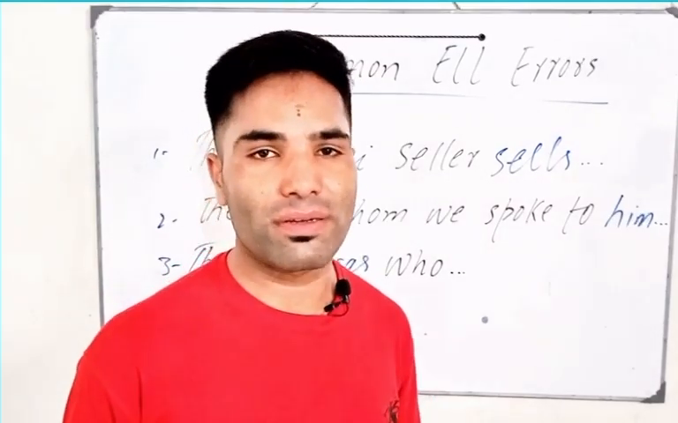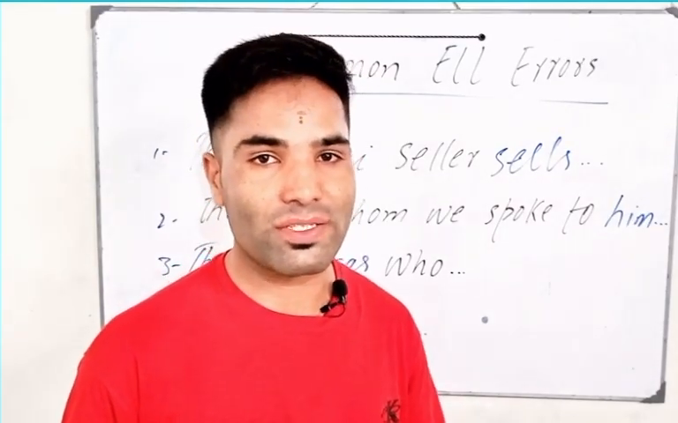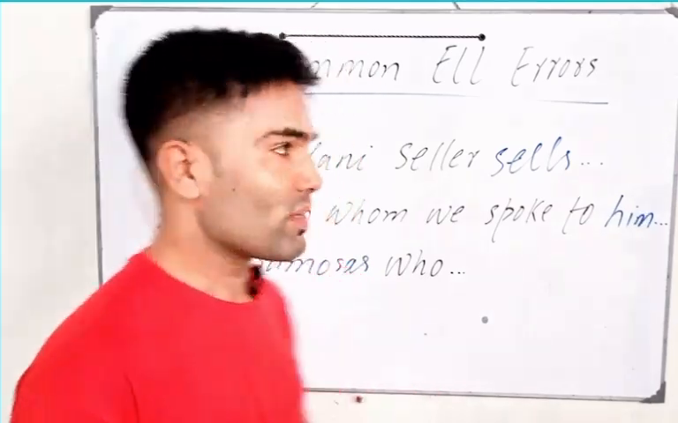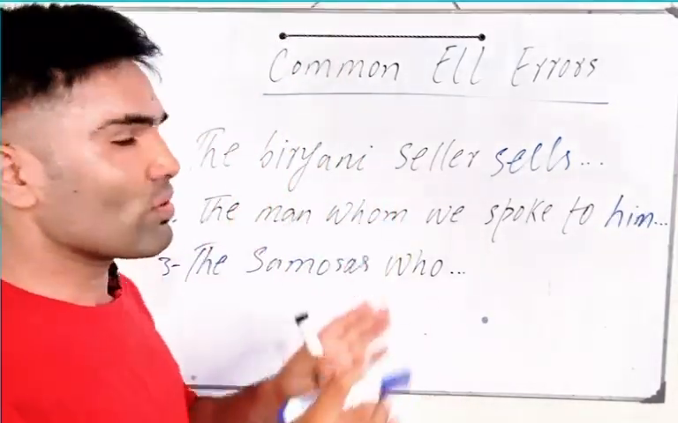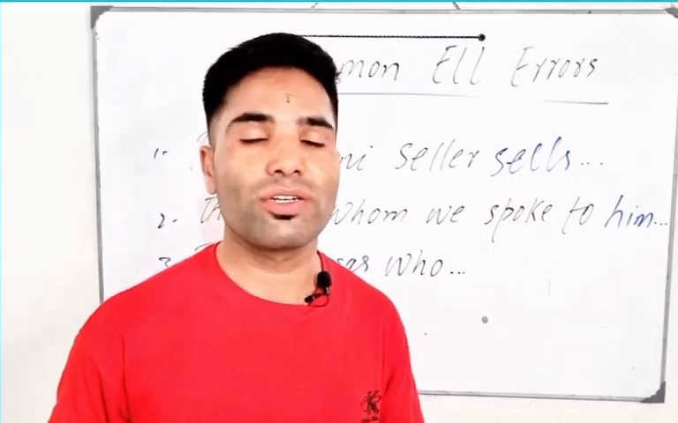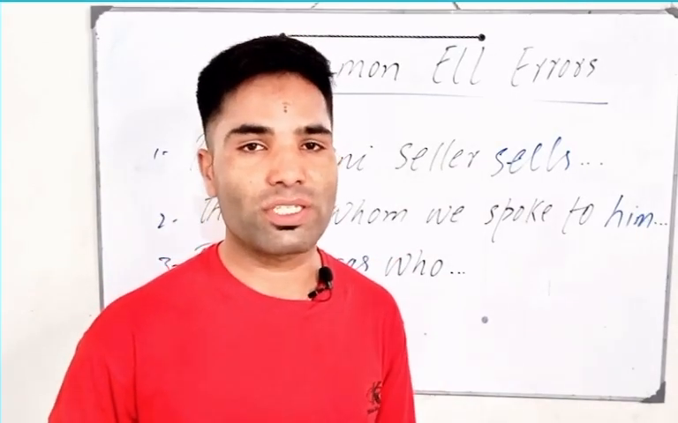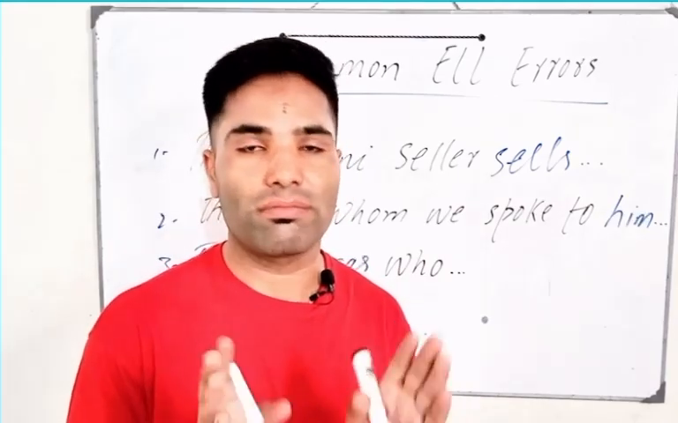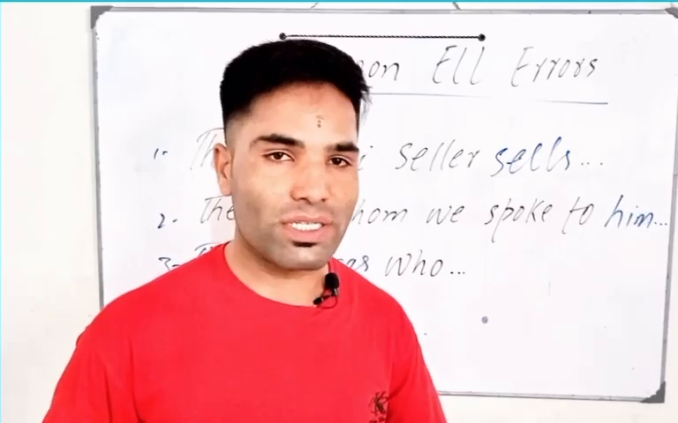Okay, let's look at the ELL errors, like how English language learners make mistakes in learning this topic. There are three major mistakes which we often commit in using this topic, especially in our spoken or written work. The most important thing is that we should know that relative clauses, meaning adjective clauses, are often introduced with relative pronouns, which I mentioned earlier. If you do not choose them, you will not be able to use an adjective clause properly.